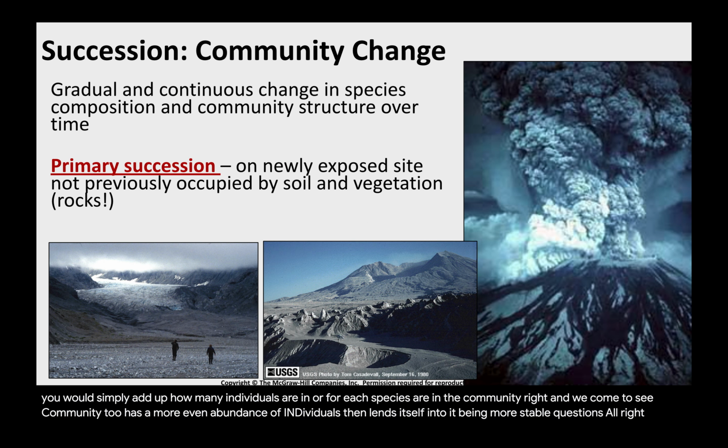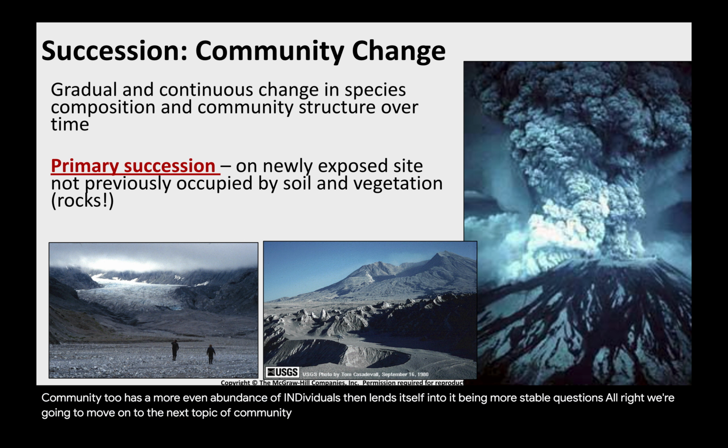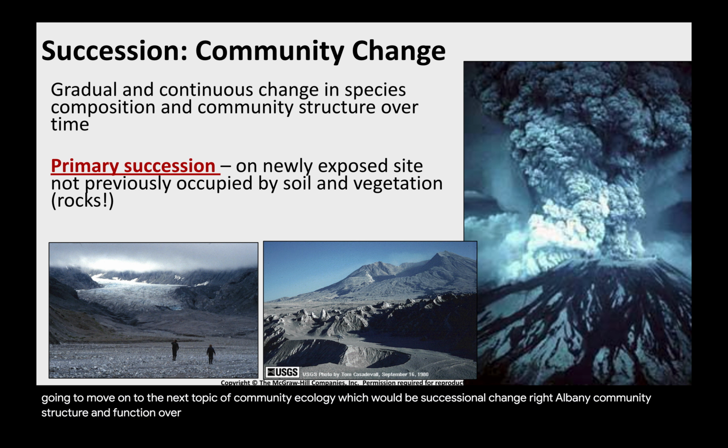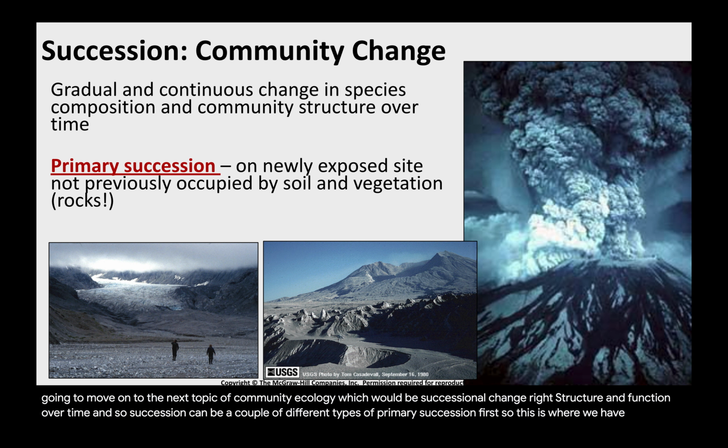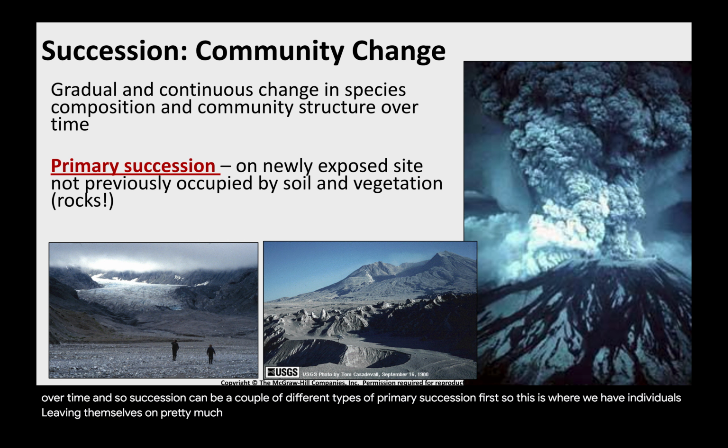All right, we're going to move on to the next topic of community ecology, which would be successional change. So succession is these gradual but continuous changes in community structure and function over time. And succession can be a couple of different types. We're going to talk about primary succession first. This is where individuals come in and establish themselves on pretty much barren land. Land that does not have any vegetation, doesn't even have any soil.